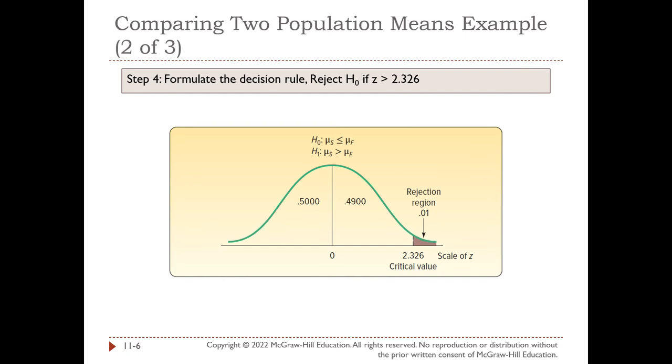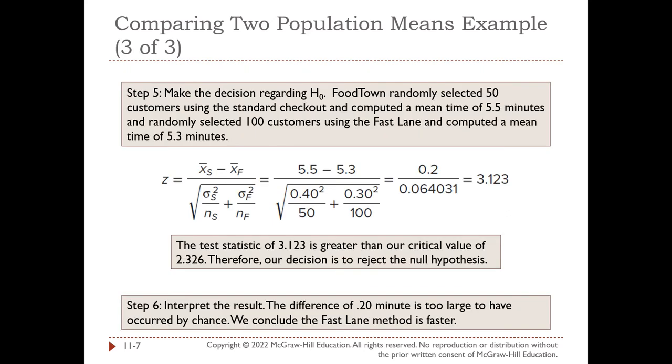Okay, so we're going to assume the population standard deviations are 0.40 for our standard and 0.30 for our fast lane. Which again, it looks like we may have to actually calculate that later on. We'll check when we get into the practice problems, because it seems like the book just decided we're going to assume this.